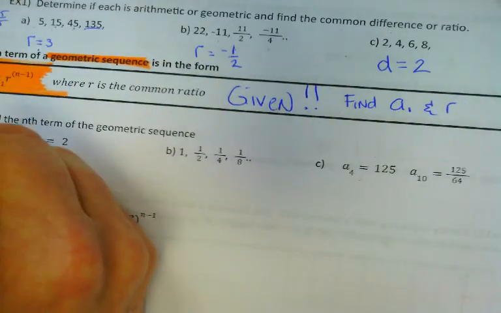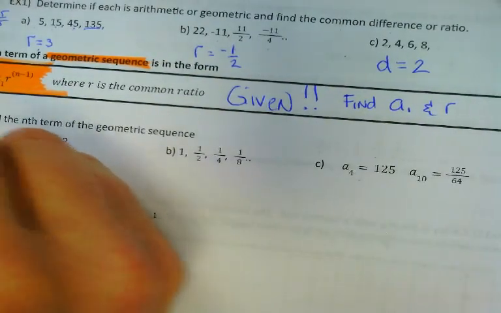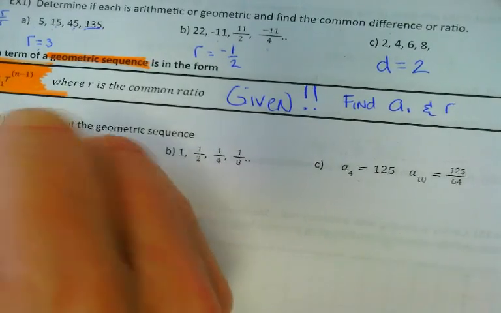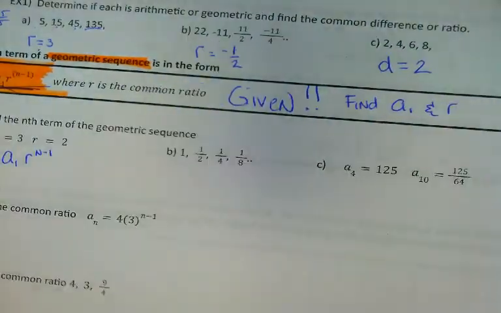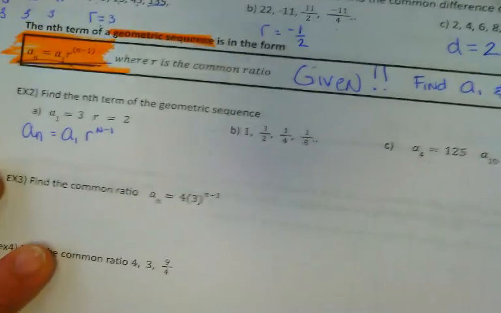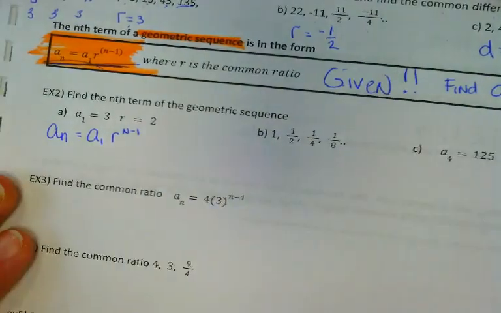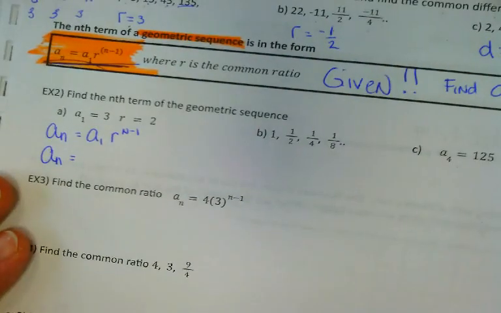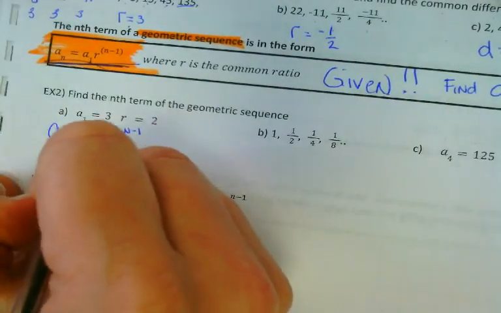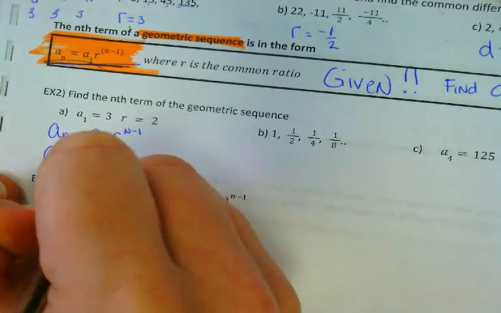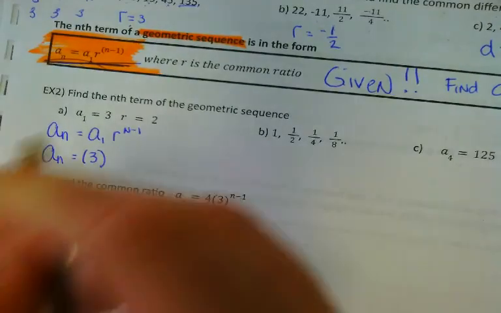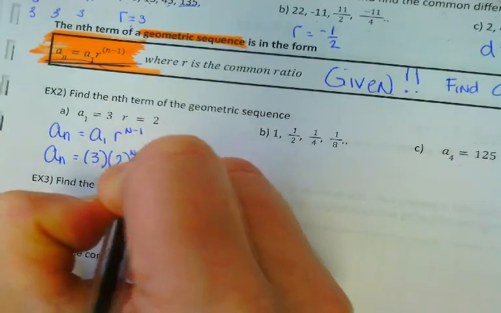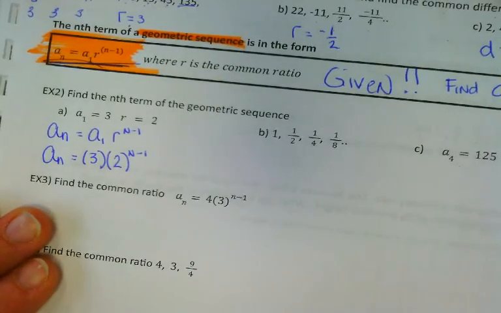So I'm going to start with the rule. A sub n equals a sub 1 r to the n minus 1. Where did I get that? We just highlighted it. A sub n equals a sub 1 r to the n minus 1. So a sub n equals, do you know a sub 1? Yes. It is 3. Plug it in. Do we know the ratio? 2. All raised to the n minus 1.